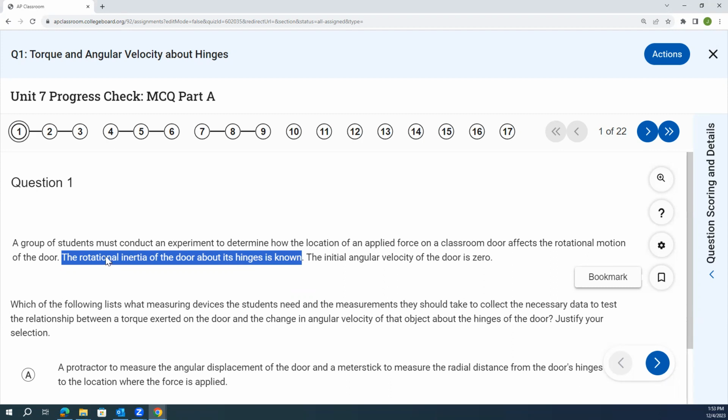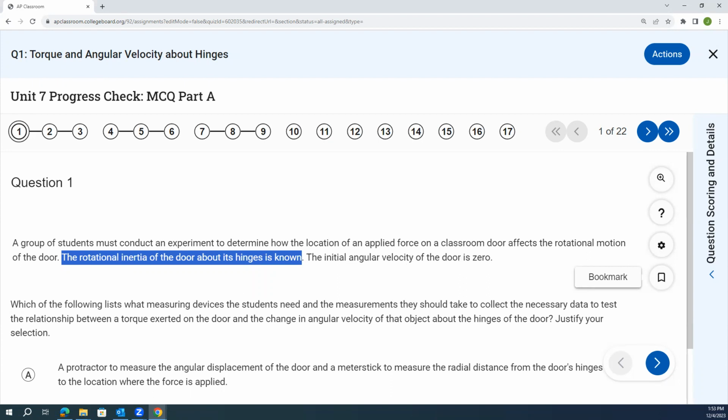Hint, mr squared as variables. What are the units for that? How do you measure mass? Kilograms? And radial size you can measure in meters. So that would be kilogram meter squared, wouldn't it? Kilogram meter squared, right? The initial angular velocity of the door is 0, so it starts at rest.